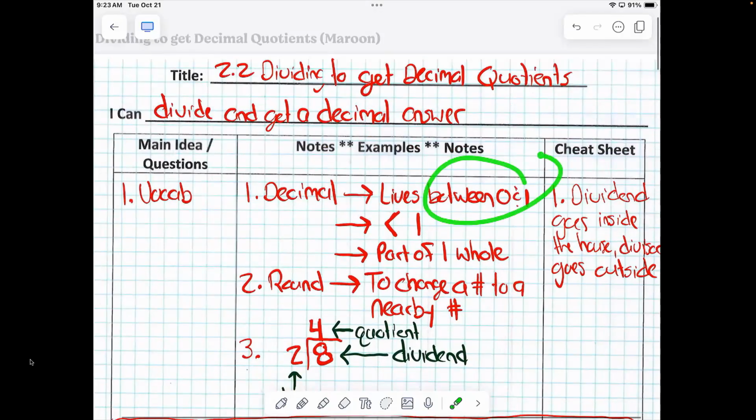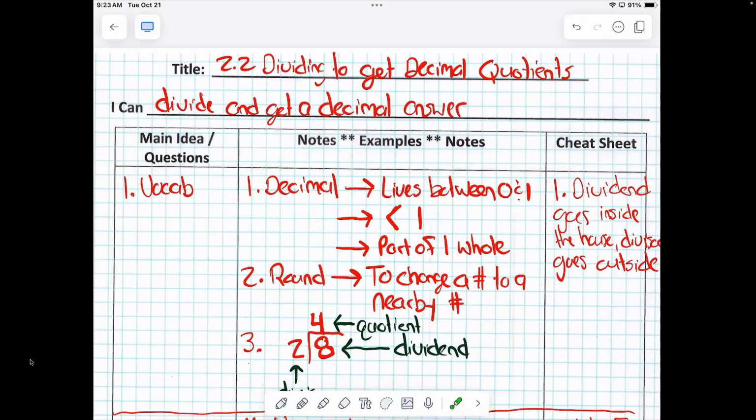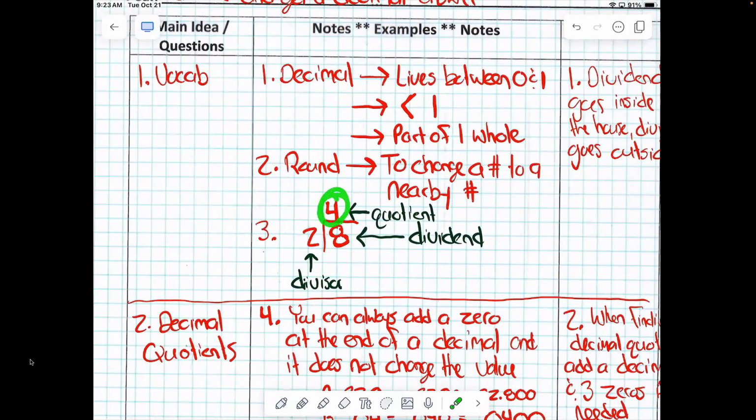Where do decimals live? Between 0 and 1. What does this symbol mean? Less than. Are decimals just like fractions, yes or no? Yes. What's this part of a division problem? Quotient. What's the outside called? Divisor. What does a divisor split up? Dividend. All right, here we go.